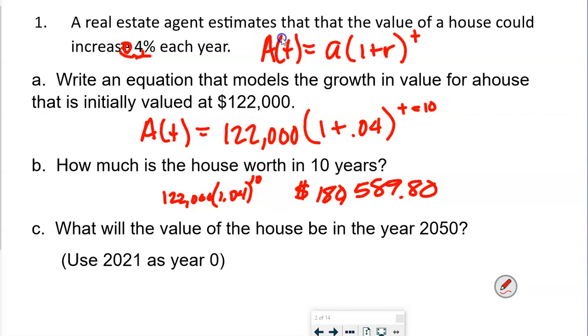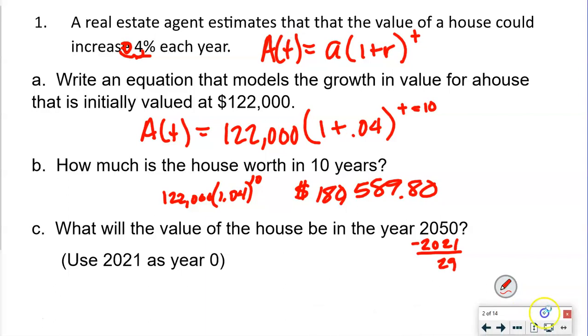Now, this part C says, what will the value of the house be in the year 2050? So the first thing we have to do, it says use the year 2021 as year 0. So we're going to subtract 2021 from this, and that's going to give us 29 years. And then we're going to work that problem.